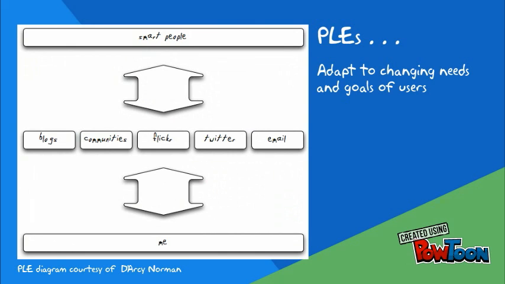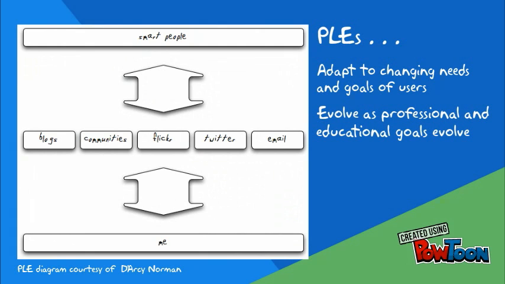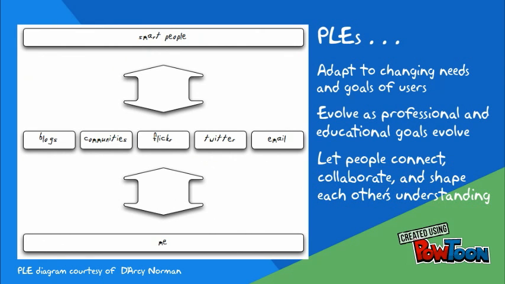PLEs adapt to the changing needs and goals of its users. The beauty of a PLE is that it is a flexible platform that evolves as a learner's professional and educational goals evolve. In addition, the social networking aspect of PLEs lets people connect, collaborate, and shape each other's understanding of a given subject. So, if a user is off target in terms of understanding a subject, the learning community is there to respond and correct this misunderstanding.